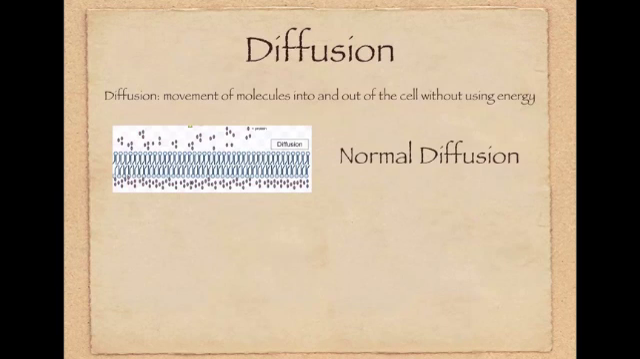And there is normal diffusion, where the selectively permeable cell membrane allows the proteins, in this case, to go in and out of the cell from higher concentration to lower concentration due to the concentration gradient.